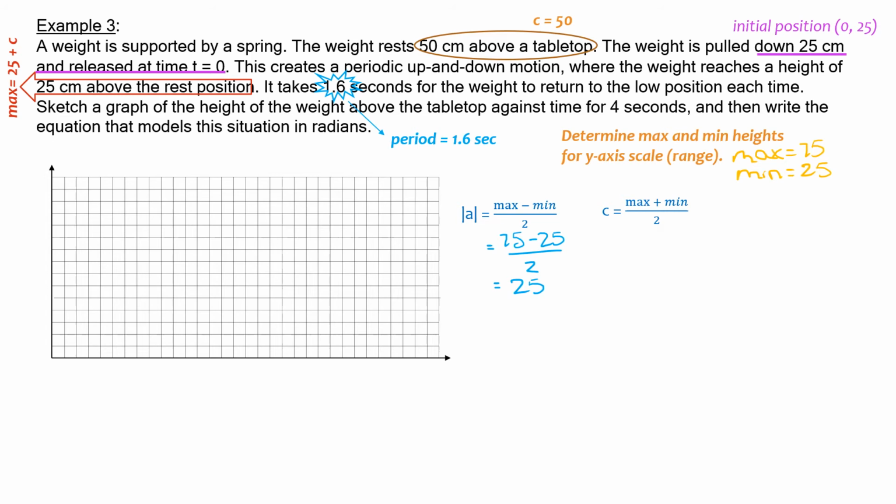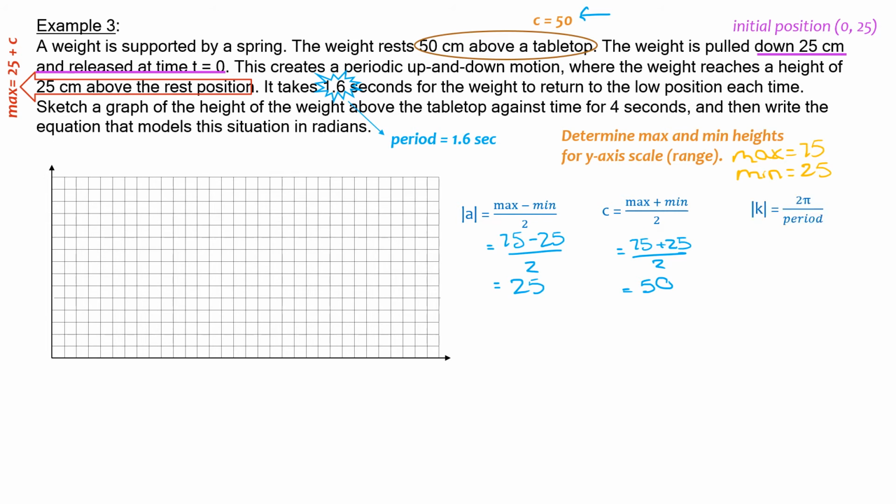Next is the C value. It's almost the same formula, but this time it's the max plus the min divided by 2. So 75 and 25 is 100. 100 divided by 2 is 50. And we already knew that. We already had that way up here at the top, right? We didn't have to calculate it.